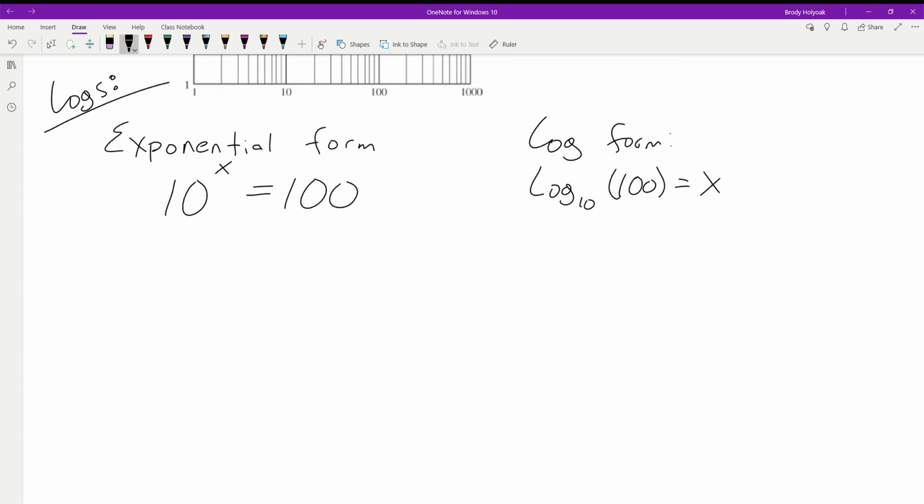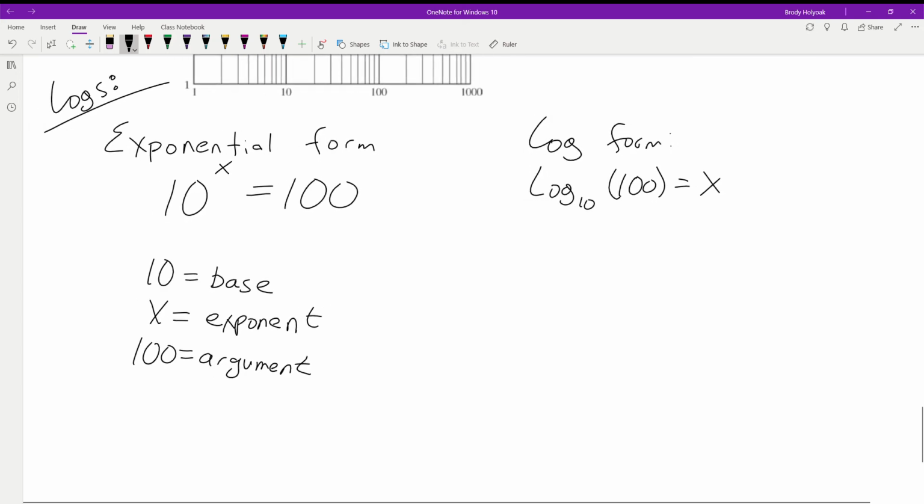So what we have here is the exponential form. 10 is called our base. The x is our exponent. And the 100 is our argument. Same with this over here. We have the log of some base times the argument gives us the exponent. And we can go back and forth between these forms.